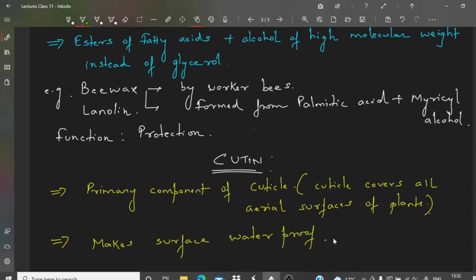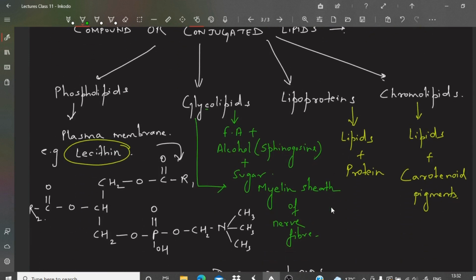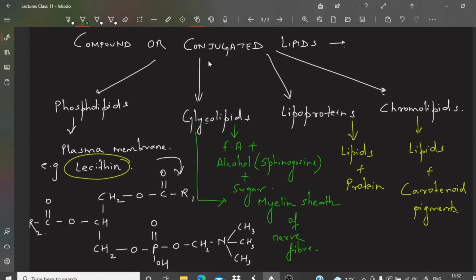Now after the simple lipids, the second category that we need to discuss is compound lipids. Let's have a look. Compound lipids are also known as conjugated lipids. There are basically four types of conjugated lipids: phospholipids, glycolipids, lipoproteins, and chromolipids. Phospholipids are the major component of the plasma membranes, for example, lecithin.